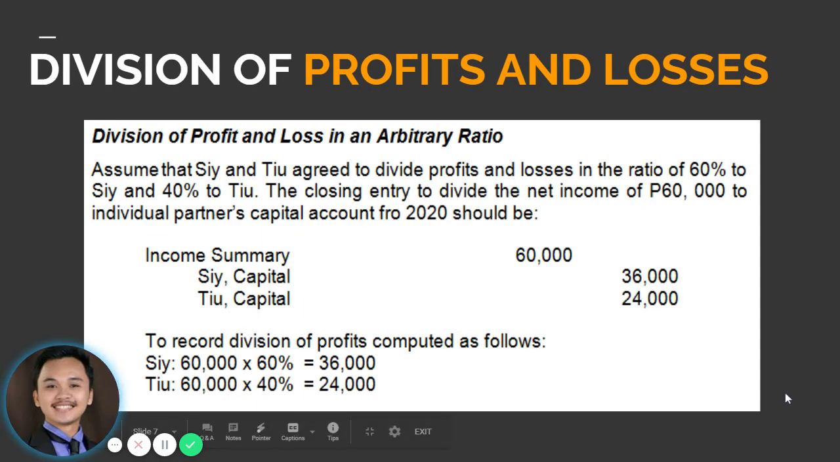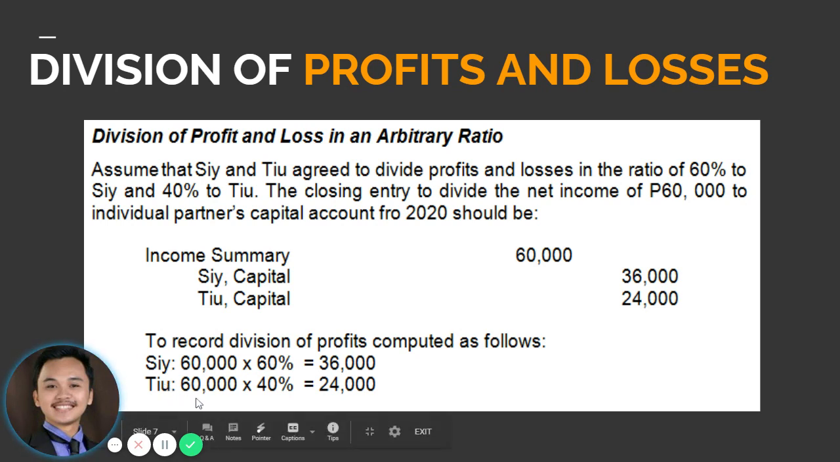Now, assuming that the partnership uses an arbitrary ratio. This is a specific ratio agreed by the partnership, and this particular agreement is stipulated in the articles of partnership. So assume that Say and Chu agreed to divide profits and losses in the ratio of 60% to Say and 40% to Chu. The closing entry to divide the net income of 60,000 to individual partners would include, but before preparing closing entries for the distribution of income, let us first compute the profits to be distributed or allocated to Say and Chu.